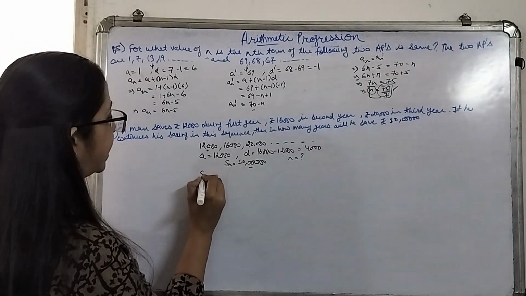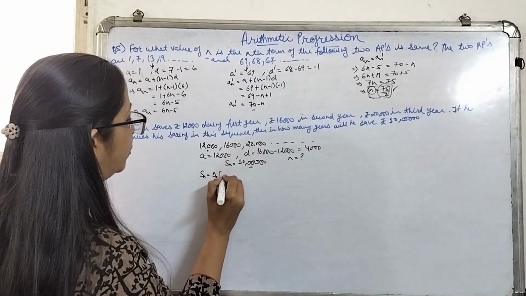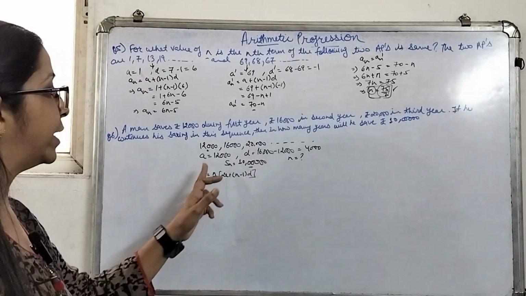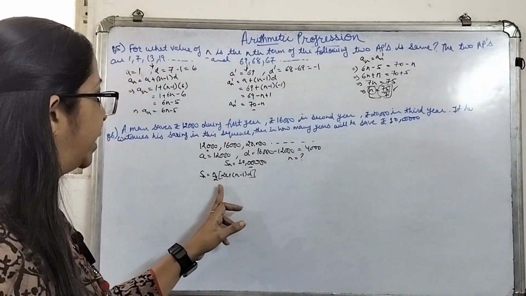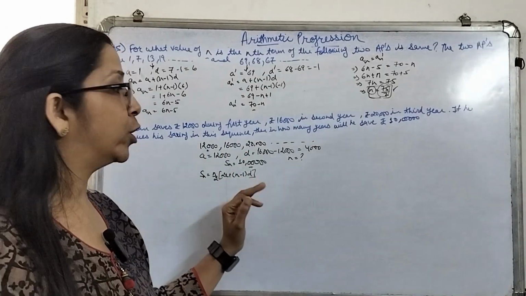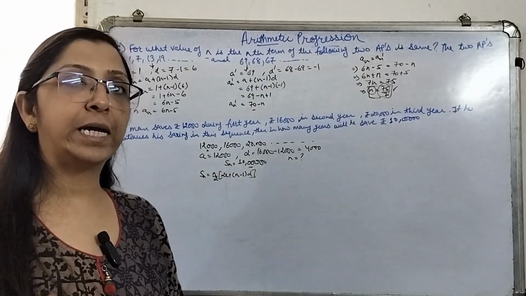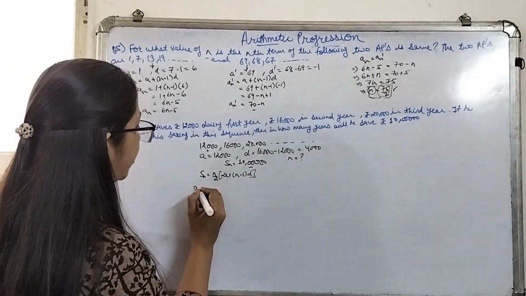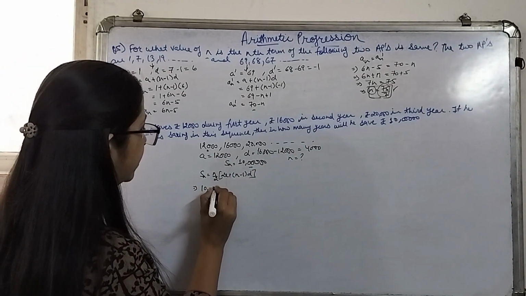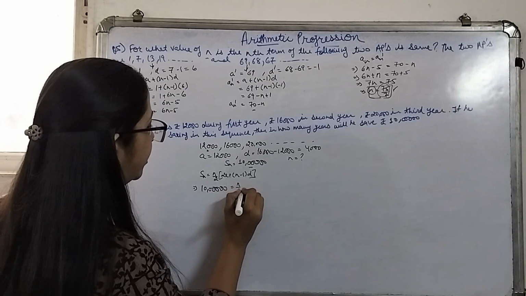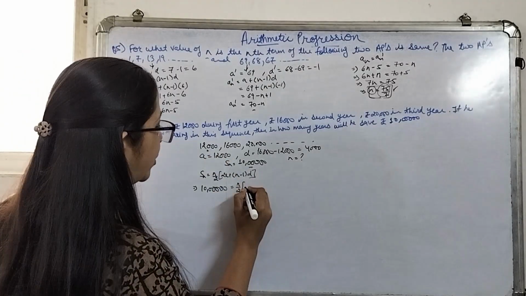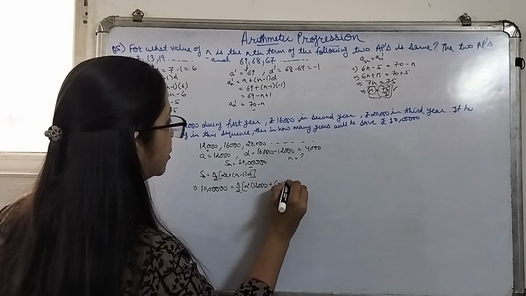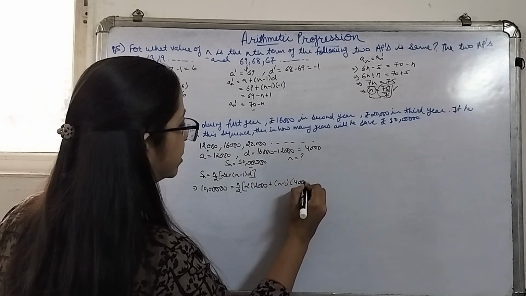So we know that Sn is equivalent to n by 2 into 2a plus n minus 1 into d. We know the value of Sn, we know the value of a, we know the value of d. What we need to do is find the value of n. So just solve it out, keep all the values over here. Sn we take as 10 lakh, equivalent to n by 2. Instead of a, we take 12,000. So 2 multiplied by 12,000 plus n minus 1, and d is 4,000.